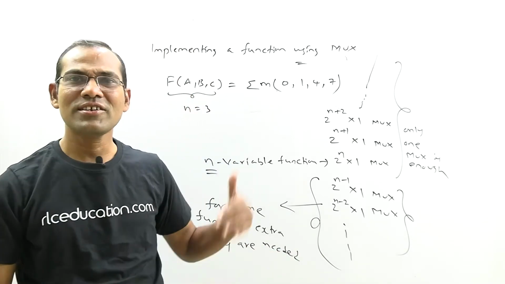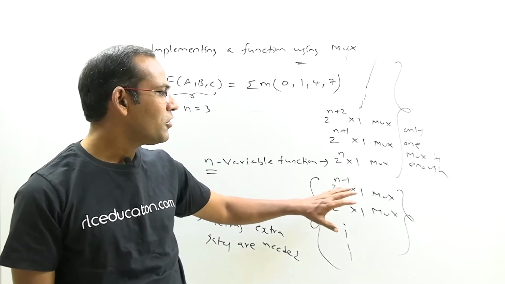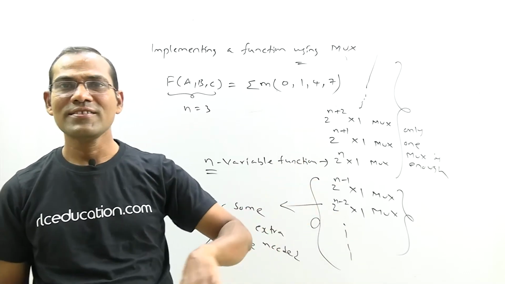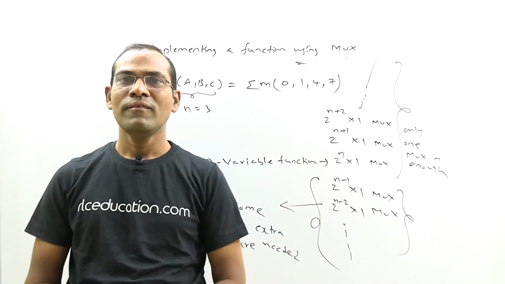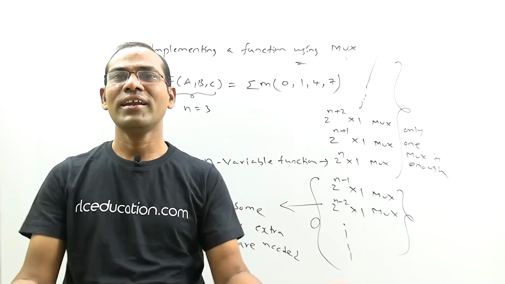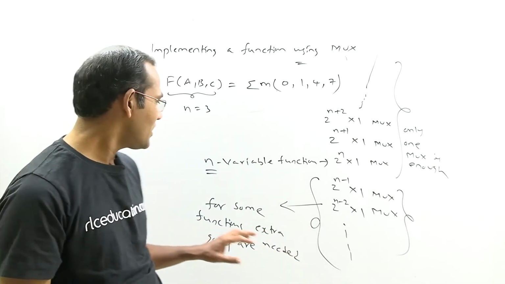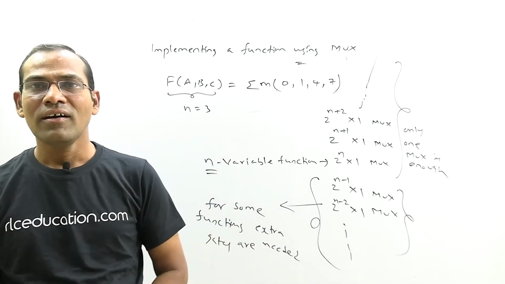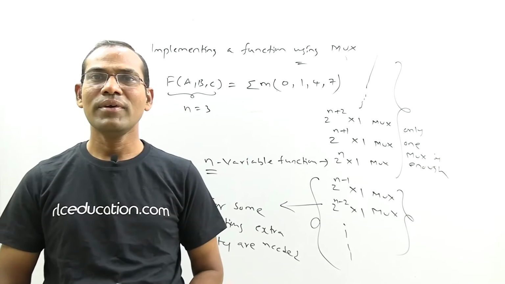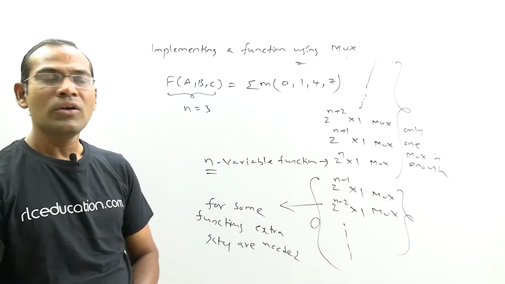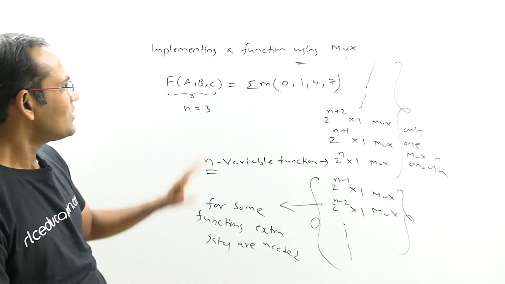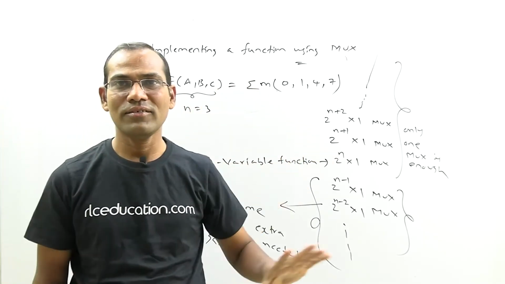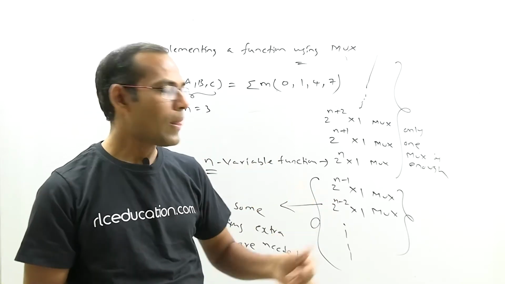Don't think that extra gates are needed every time we use this type of multiplexer. That depends on the function. For some functions, just that mux is enough. For some functions, they may require some other gates. I'm not saying every function requires extra gates; some may. I will explain this concept through an example, then you can understand what I'm trying to tell.